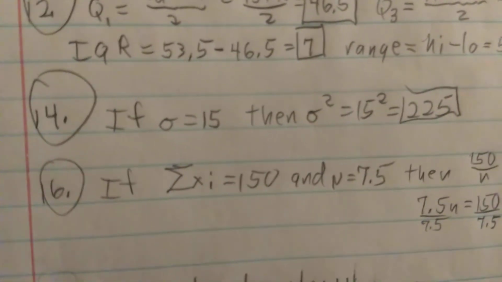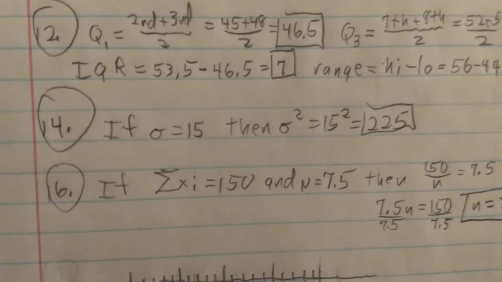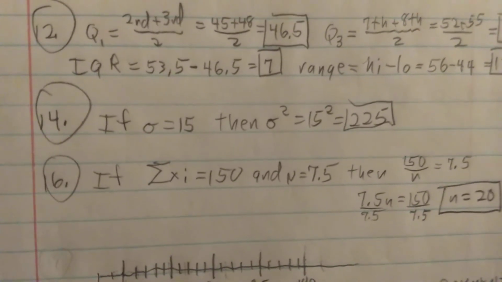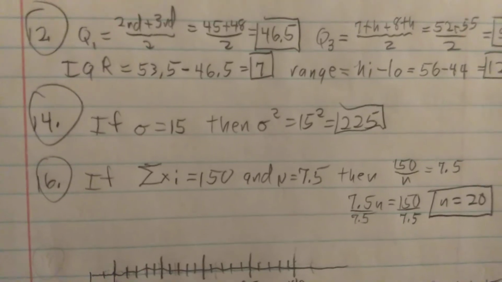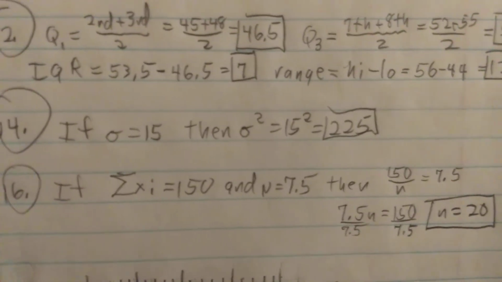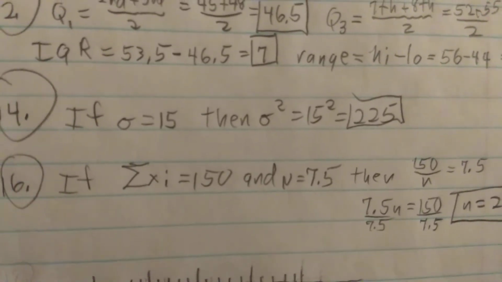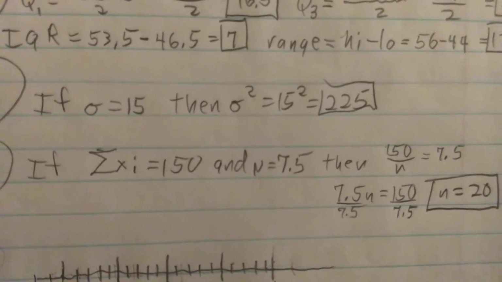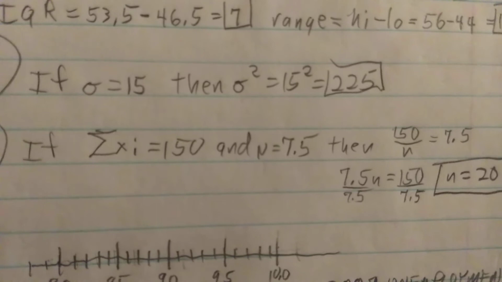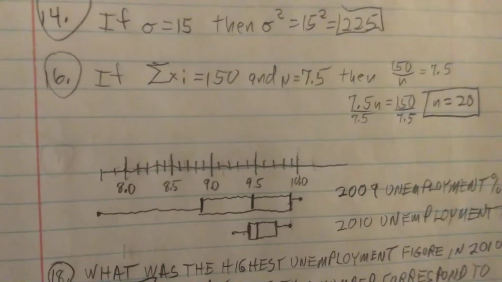Now finally we get an easy one. If the standard deviation, that's the Greek symbol sigma, it's called that, a 0 with a little extension to the right, sigma, standard deviation equals 15, then sigma squared equals 15 squared, or 225. We all like those easy problems.